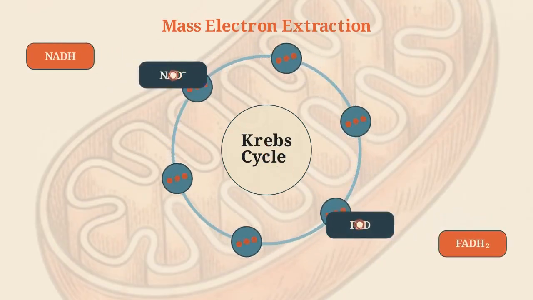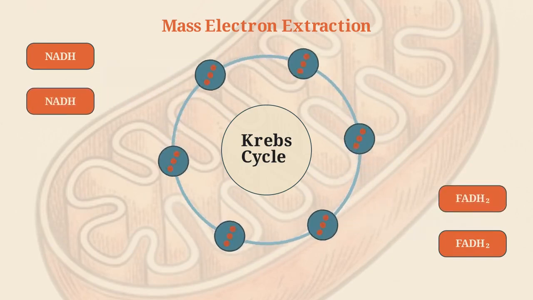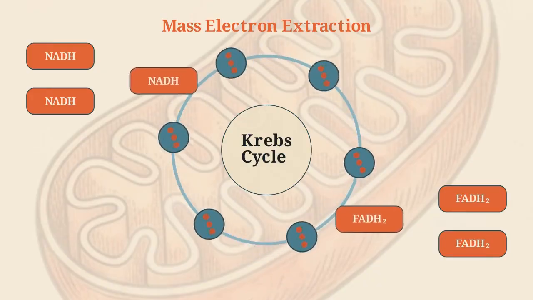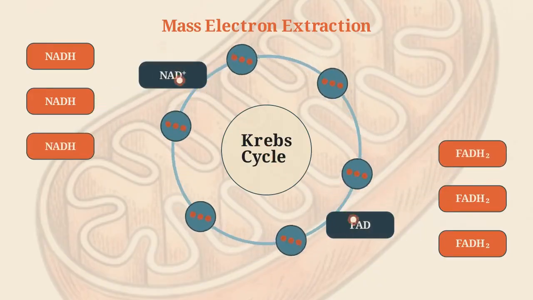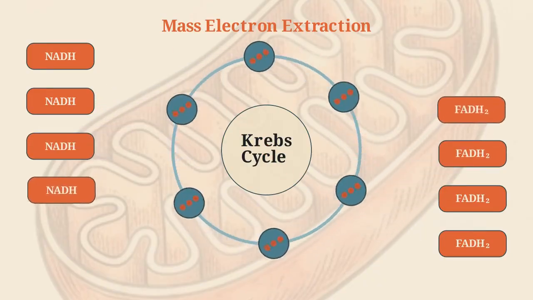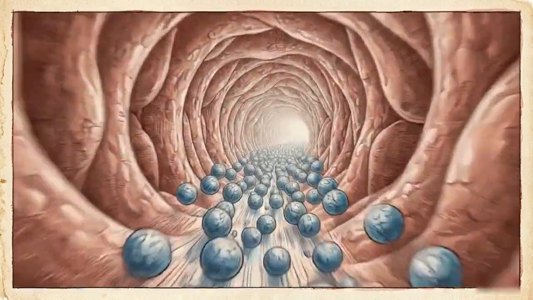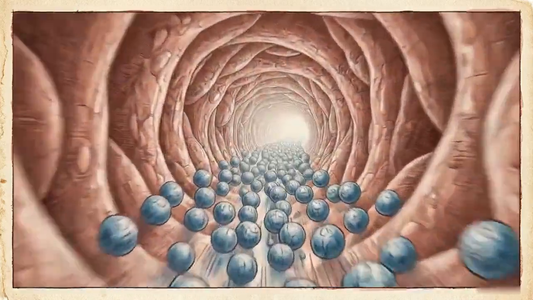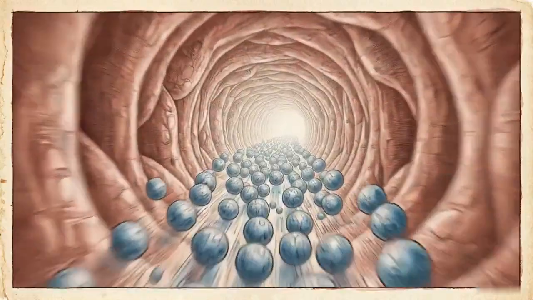A rapid barrage of electrons is stripped from the central pathway and transferred to coenzymes, yielding a massive payload of NADH and FADH2. These loaded electron carriers immediately migrate forward toward the inner mitochondrial membrane to initiate the electron transport chain.